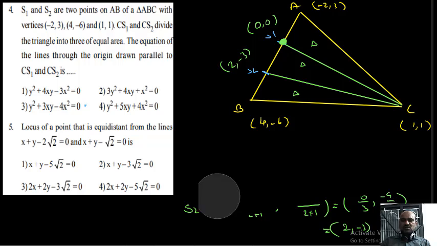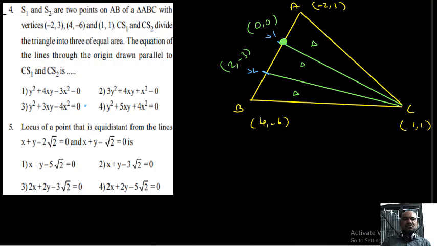Okay, students. Now interesting thing is, listen students, CS1 and CS2 divide the line segment. The equation of the line passing through origin drawn parallel to CS1 and CS2. So through this point lines are drawn: one of the lines is parallel to CS2, and another is parallel to CS1. Obviously S1 is 0 comma 0, so the other line is indirectly CS1 only. Now you want to find the combined equation of CS1 and a line parallel to CS2.